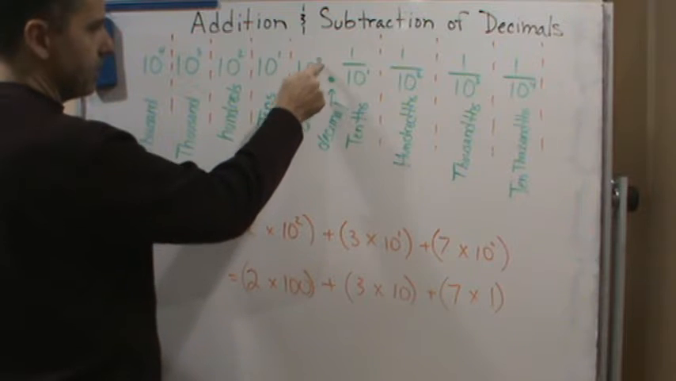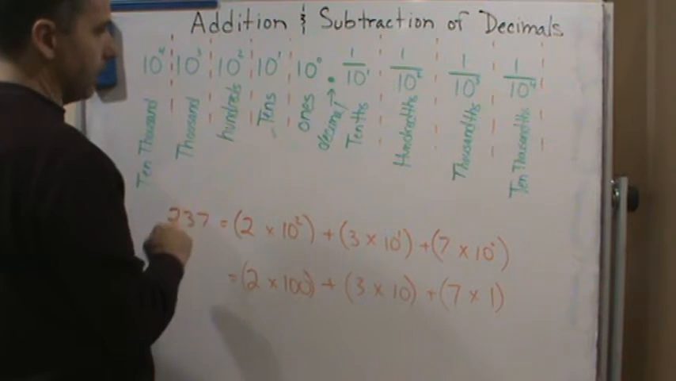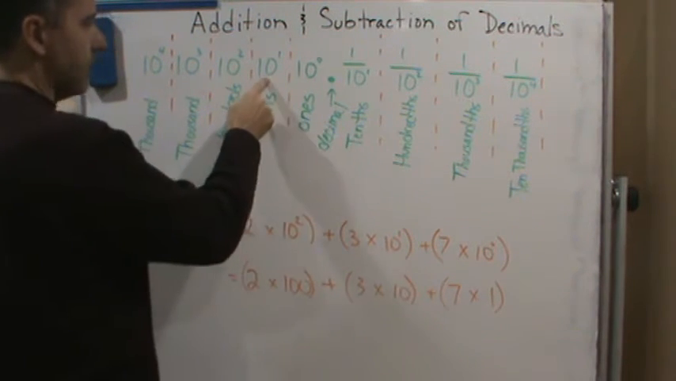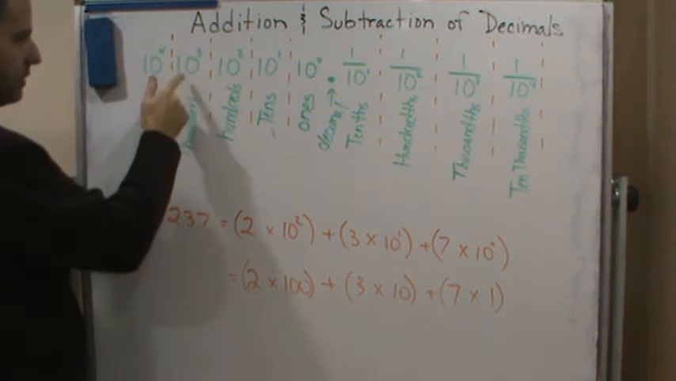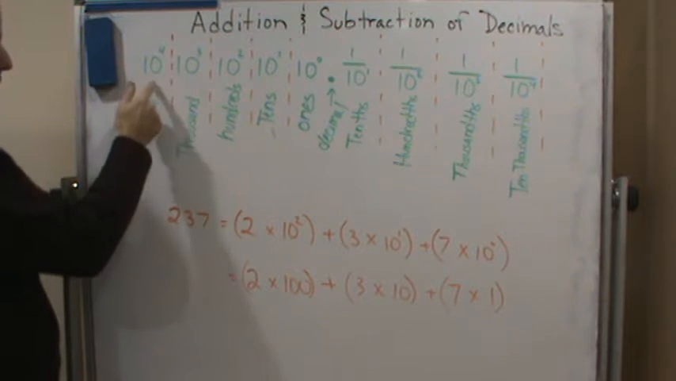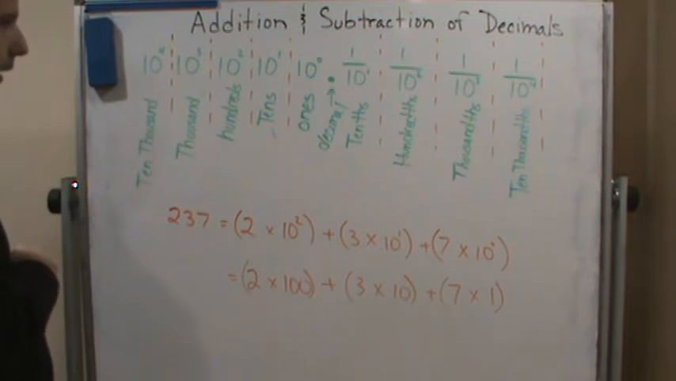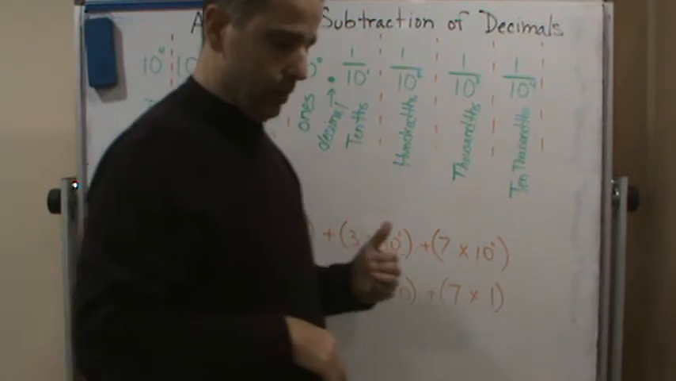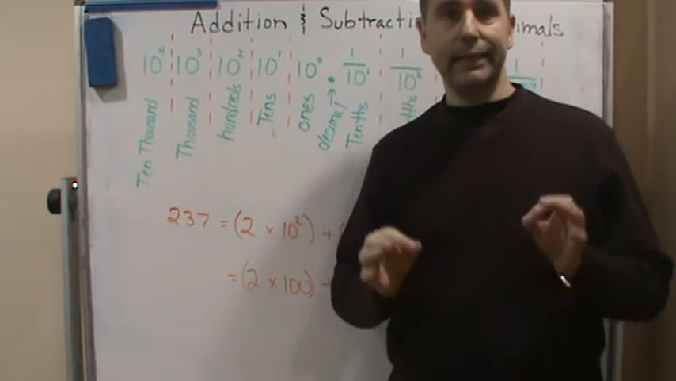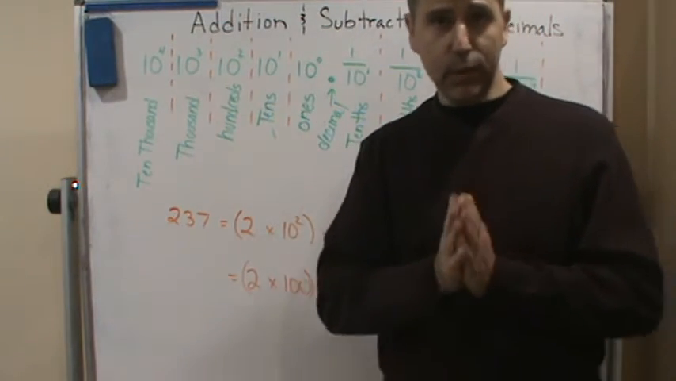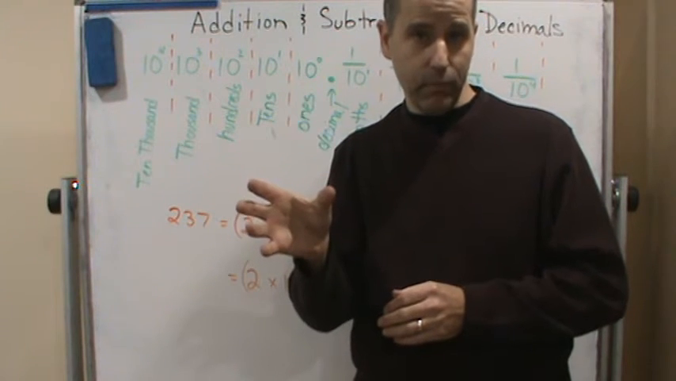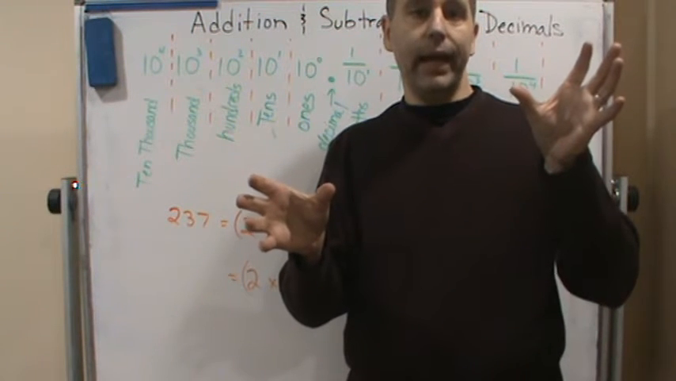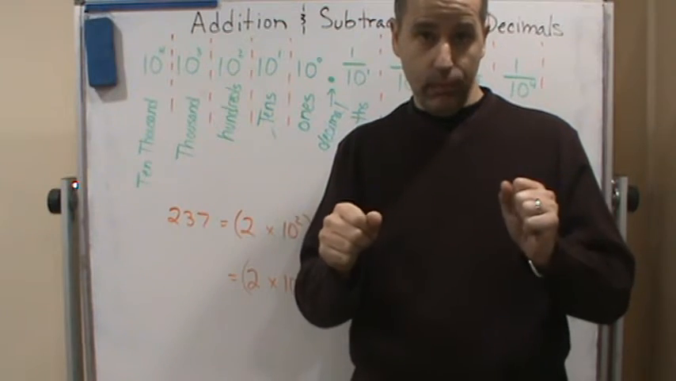This is 10 to the 0, which is 1, so the ones column. Tens is 10 to the 1. Hundreds, 10 squared. Thousands, 10 cubed. 10,000s, 10 to the 4th. Now, a decimal number by definition is a number that has a whole number part and a fractional part.